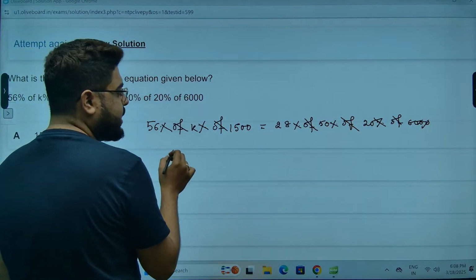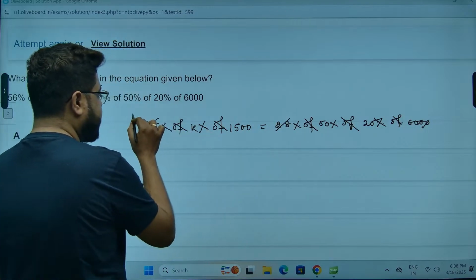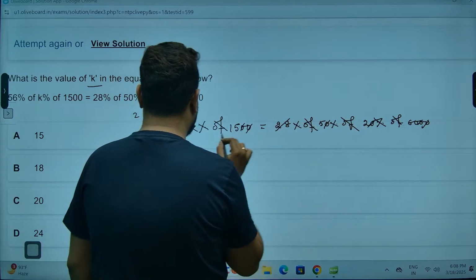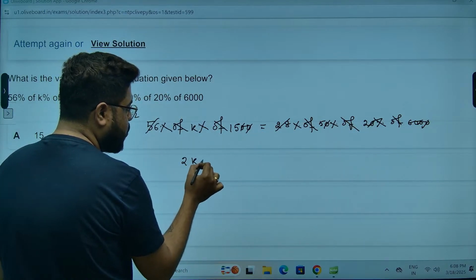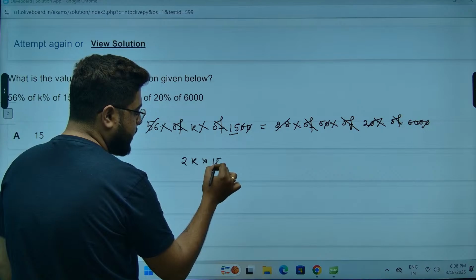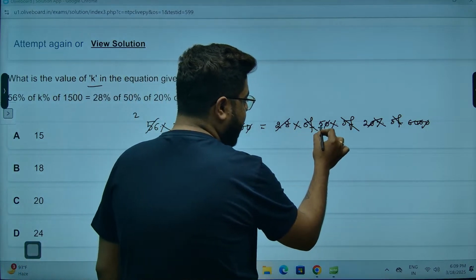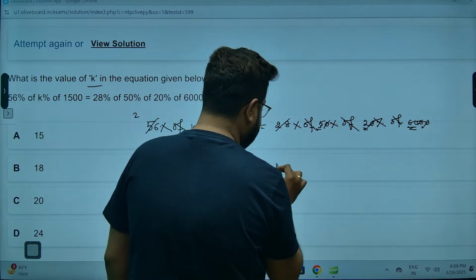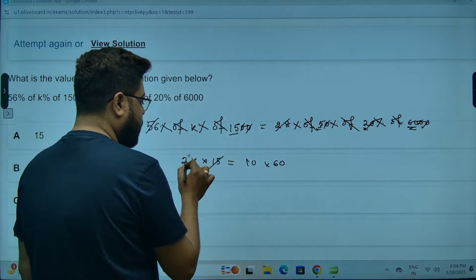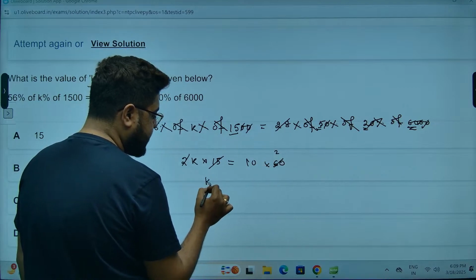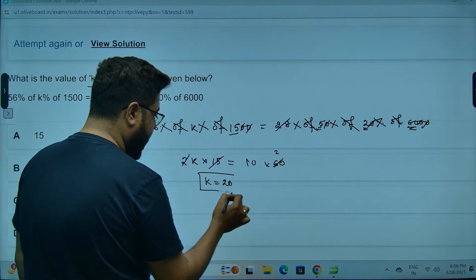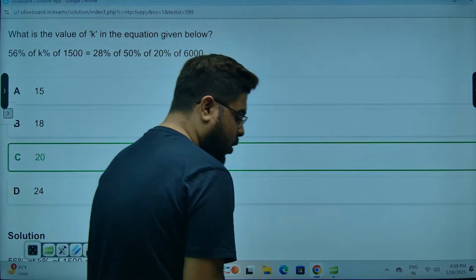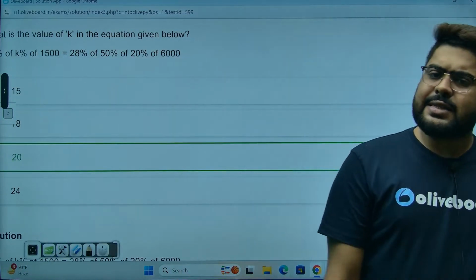Now anything else, sir? 28 twos are 56. Let's cancel two zeros from here. Let's write it down, otherwise we'll make a mistake. 2k and 15 here. Over here we have 5 and 2, that is 10 into, and over here we have 60. 15 to 30 is 2. Sir, k is 20. The value of k we are getting is 20, option number C. Very simple question.